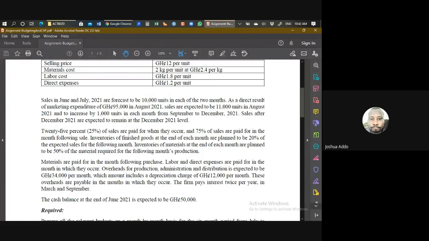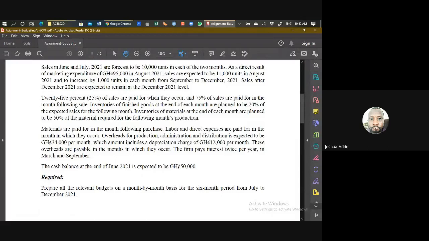25% of sales are paid for when they occur. It means 25% of the sales are cash sales, and the remaining 75% of the sales are paid for in the month following sales. So that way we give 1 month credit. 75% of all the sales we make are on credit for a period of 1 month. 25% is on a cash basis.